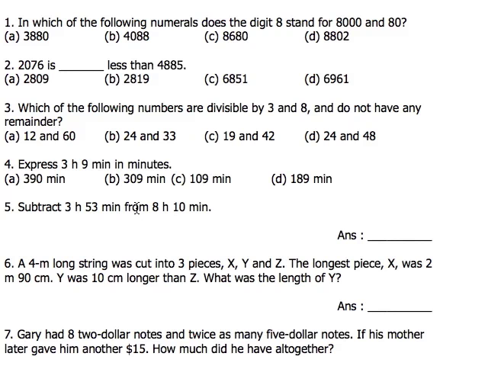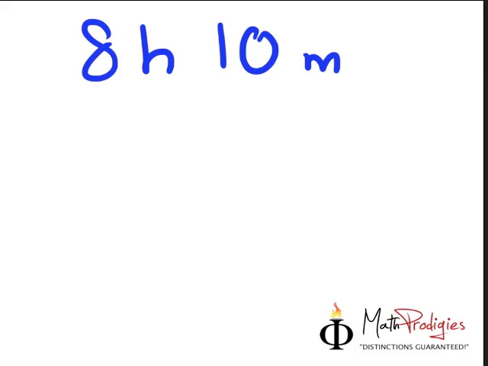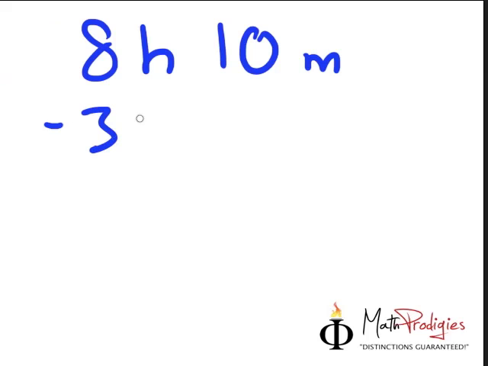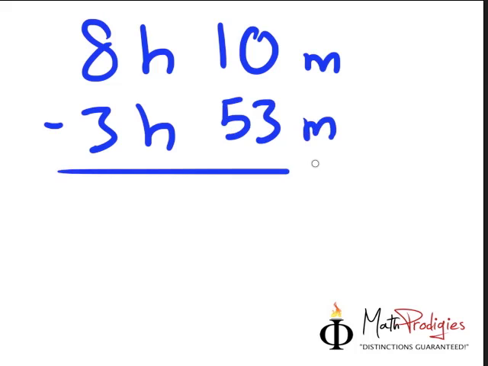Question number 5, which is subtract 3 hours 53 minutes from 8 hours 10 minutes. Okay, so I'm going to do this for you slowly, super slowly, because most of you are getting it already, but some of you are still a little stuck on this. So 8 hours 10 minutes minus 3 hours 53 minutes. Okay, see how I do this. See how I talk through when I do this.